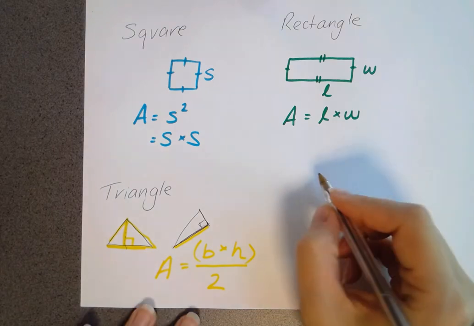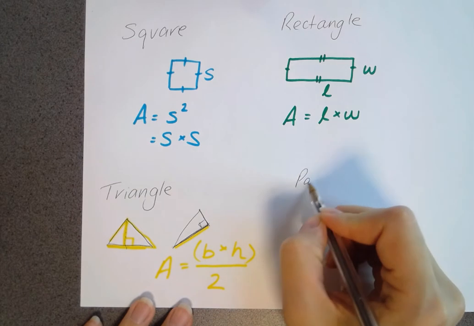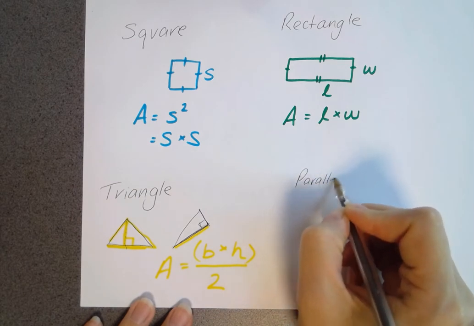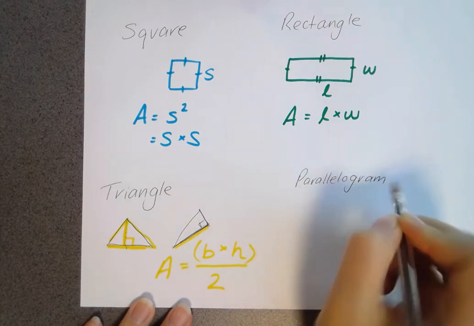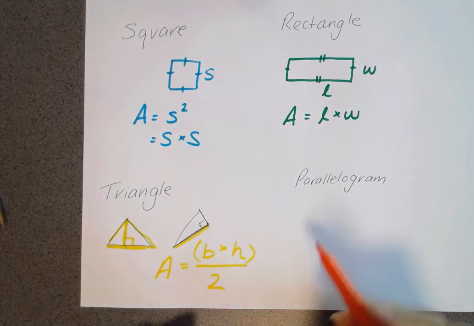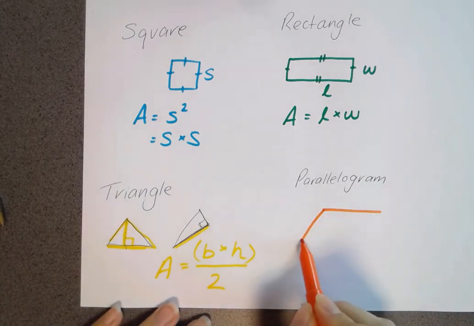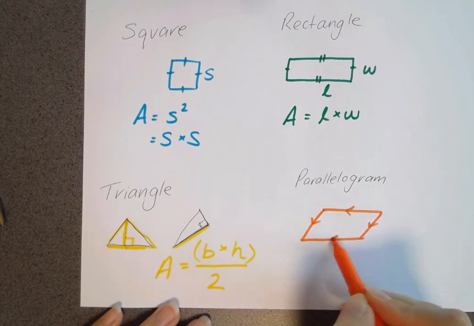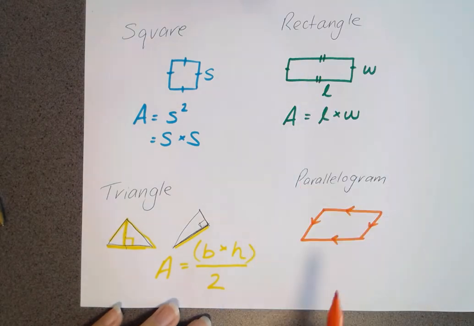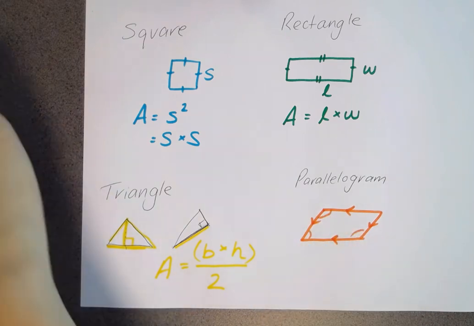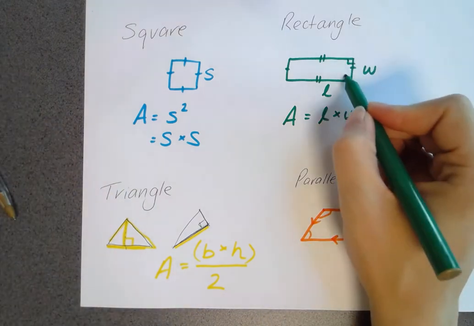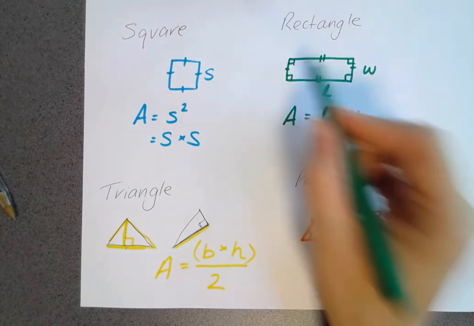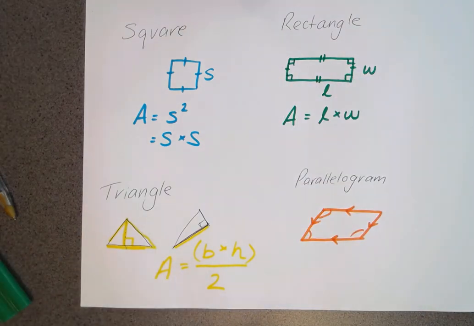Okay, this is where it gets a little bit trickier. Parallelogram. I hope I spelled that right. And our parallelograms are 4-sided shapes that have 2 pairs of parallel sides, just like our rectangle. However, the difference is that we don't have right angles on our corners. If you see up here with our rectangle, all of these corners are at a right angle, and that is how they differ from these parallelograms. These corners are not at right angles.